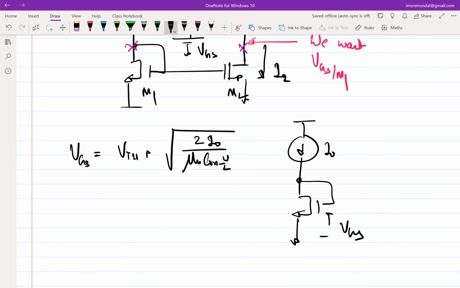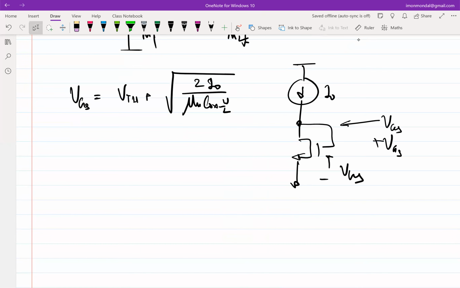So now I want to generate another VGS. So essentially what I'm saying is, this is VGS now, but I want another VGS to be added to it. So what can I do? I don't want to change current because the whole purpose is to mirror the current, right? Don't want to change current. Two same branches in parallel.